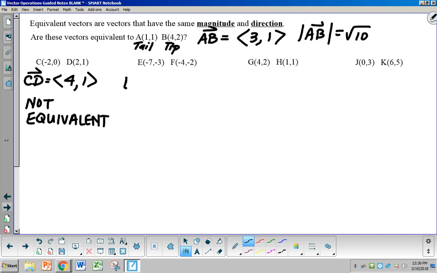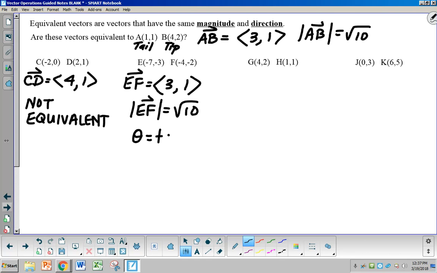All right, what about vector EF? It's going to be 3, because it's negative 4 minus negative 7, and then negative 2. What about this one? Yes, this is going to be equivalent because its magnitude will be identical. So you don't have to find the direction. Well, okay, so what would the direction be? It's the same. It's the same vector, right?